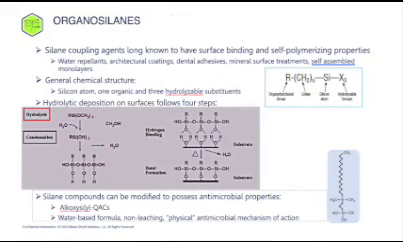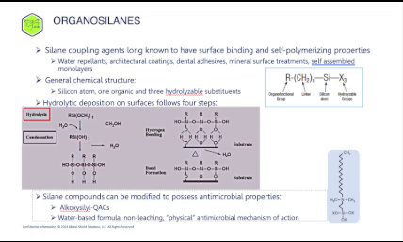But I'd like to talk with you today about organosilane-coated surfaces. So what are organosilanes? They're silicon-based coupling agents, and they've long been known to have surface binding and self-polymerizing properties. The general chemical structure is shown here on the right: a silicon atom flanked by some hydrolyzable chemical groups, a chemical linker region, and then a nonpolar organofunctional group here.